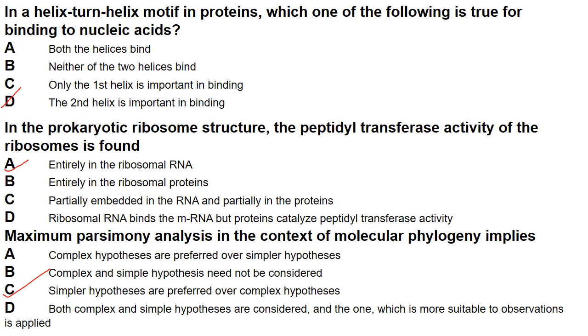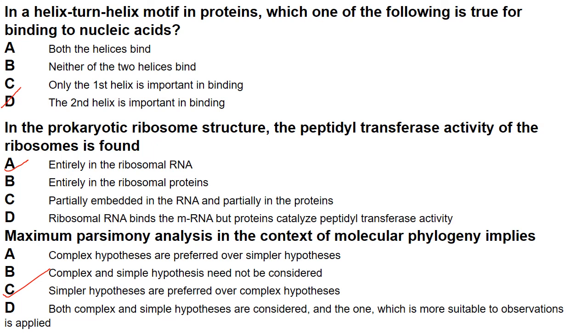In a helix turn helix motif in proteins, which one of the following is true for binding to nucleic acids? So the second helix is important in binding. The helix turn helix motif is commonly found in proteins that bind DNA, especially transcription factors. The motif is composed of approximately 21 residues which fold into two helices known as helix 2 and helix 3. Sequence specific DNA binding is mediated by the recognition helix, that is helix 3, that is second helix, which docks into the DNA major groove, forming hydrogen bond and van der Waals contacts with functional groups on the exposed base pair and the deoxyribose phosphate backbone. So the answer here is option D, that is the second helix is important in binding.